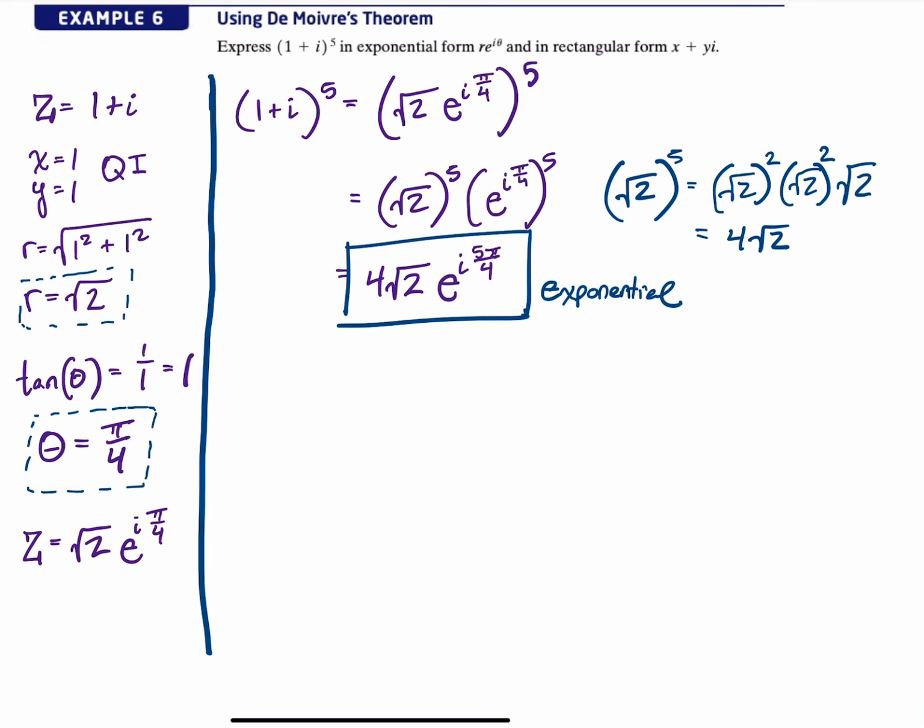But let's convert it back to rectangular. So we can expand this out. 4 root 2, this will be times the cosine of 5 pi over 4 plus i times the sine of 5 pi over 4.